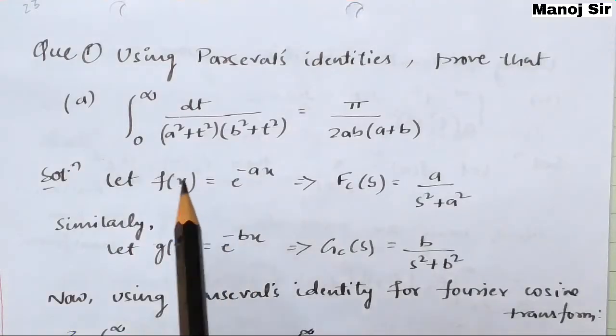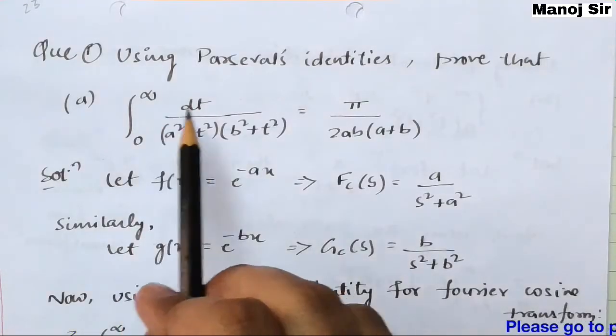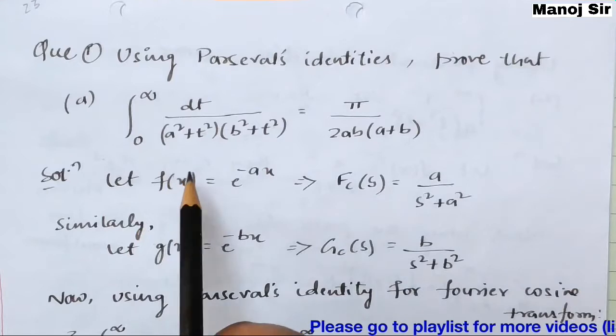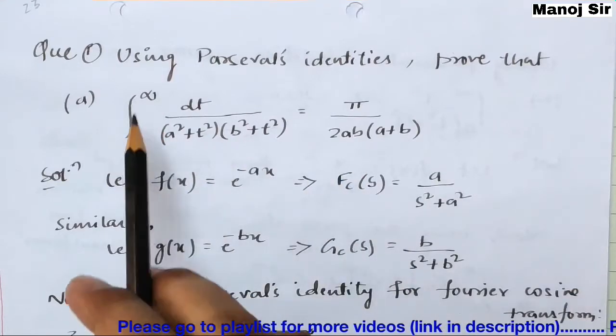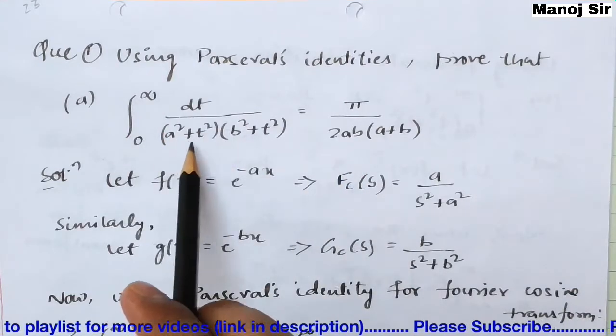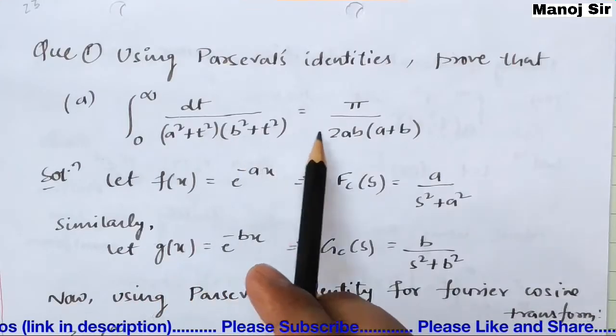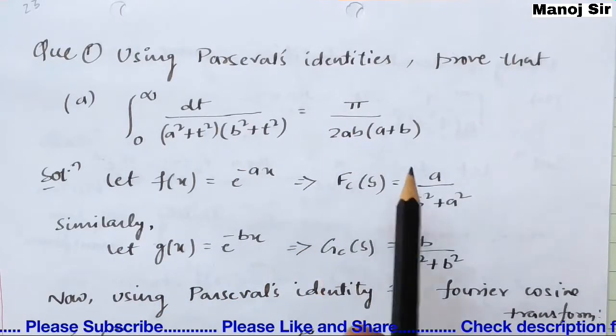So let us start solving this problem. The question says, using Parseval identities, prove that the integral from 0 to infinity of dt upon (a square plus t square) into (b square plus t square) equals pi upon 2ab(a plus b).